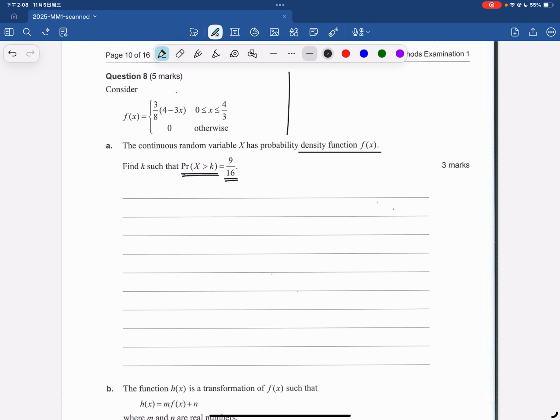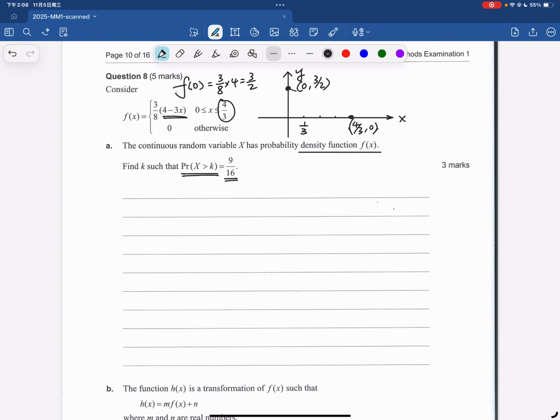Now, if you draw a graph, this is x, this is y. When you sub in 0, you get 3 over 8 times 4, which is 3 over 2. So let's label (0, 3 over 2) here. If you sub in 4 over 3, this is 0, x equals 4 over 3. So actually, this is (4 over 3, 0). And each grid is 1/3.